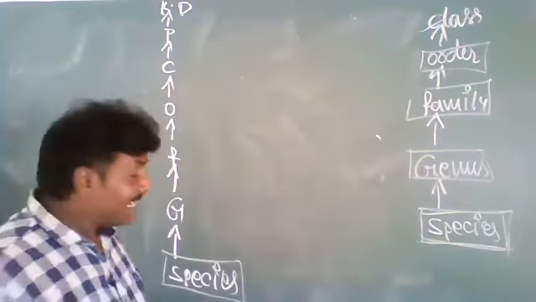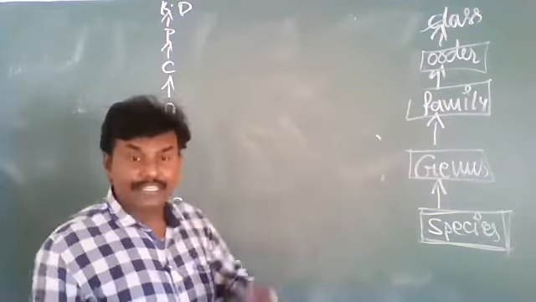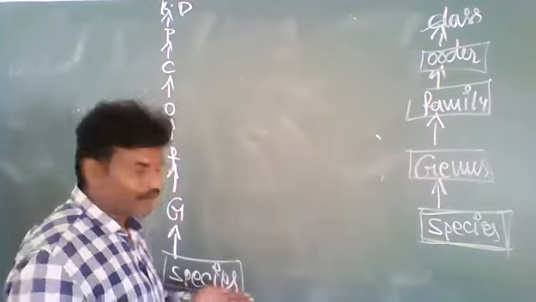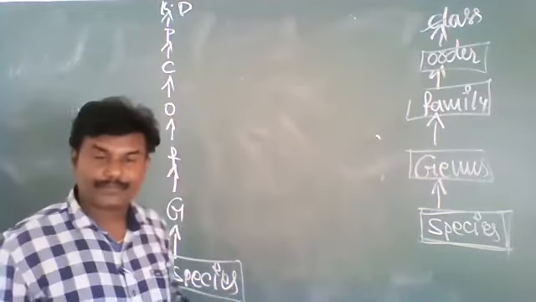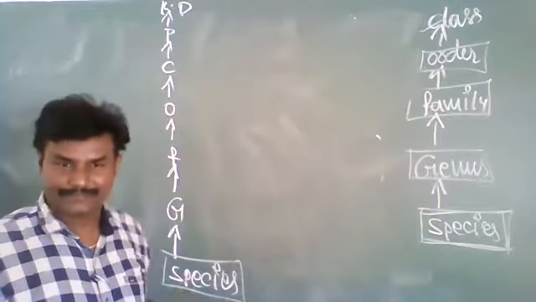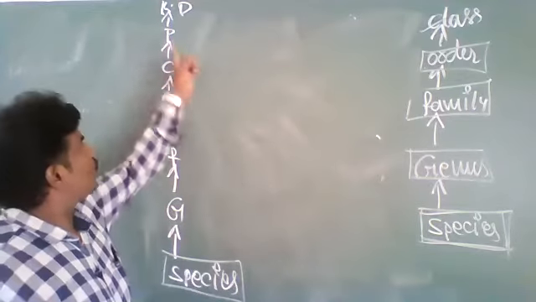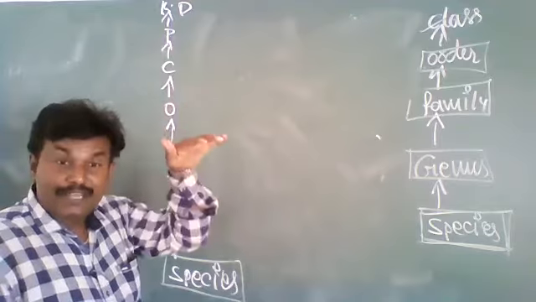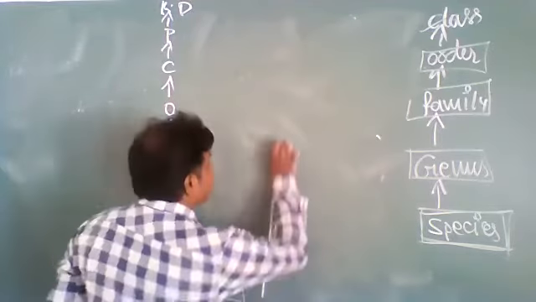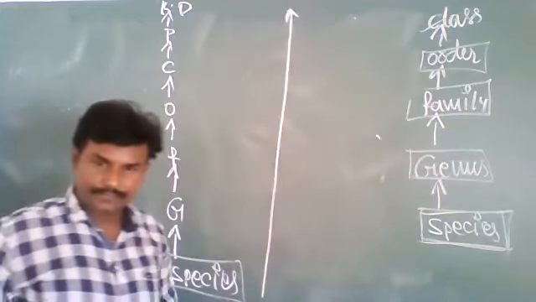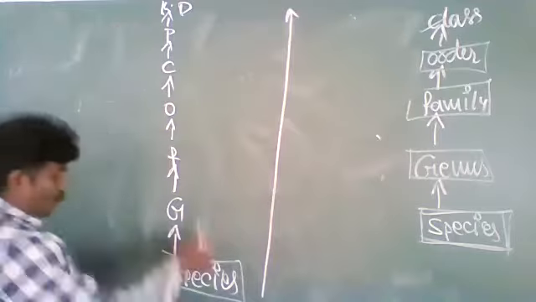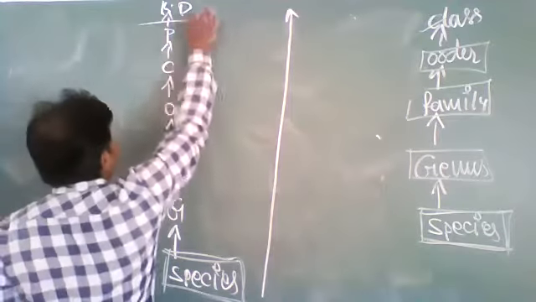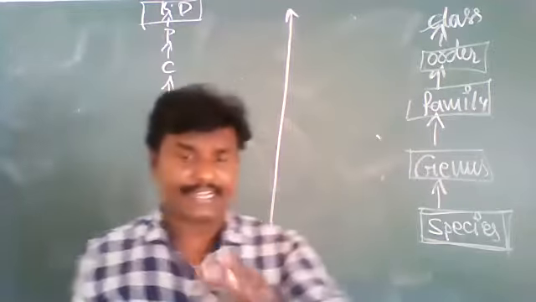Order means what? Taxonomic categories. The number of living organisms from species to kingdom is increased. Here, kingdom, phylum, the number of organisms are increased. That's why it is ascending order. So the species is the lowest taxonomic category. Kingdom is the highest taxonomic category. Remember that.